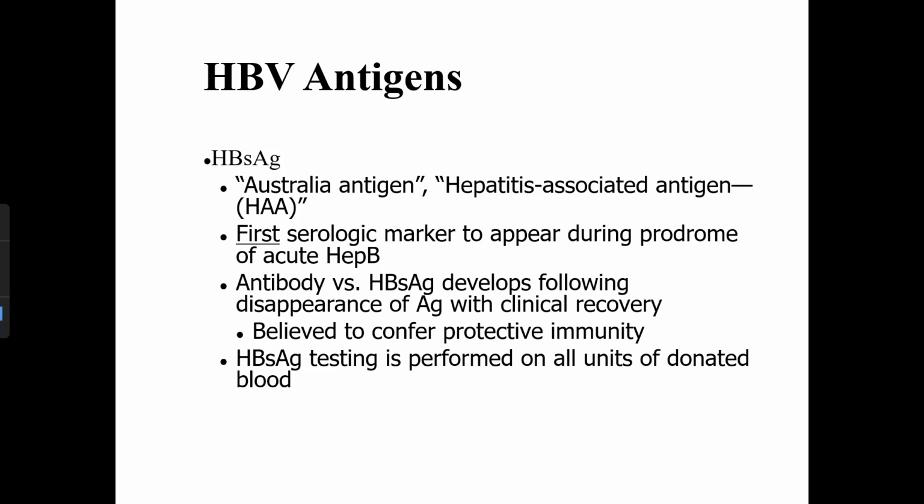If we want to know if a patient's ever been exposed, then we would look for antibodies in the patient's serum. Those antibodies are believed to confer protective immunity. The surface antigen testing is performed on all units of donated blood because we want to make sure that there's no active hepatitis B in blood that we're going to be transfusing into other patients.